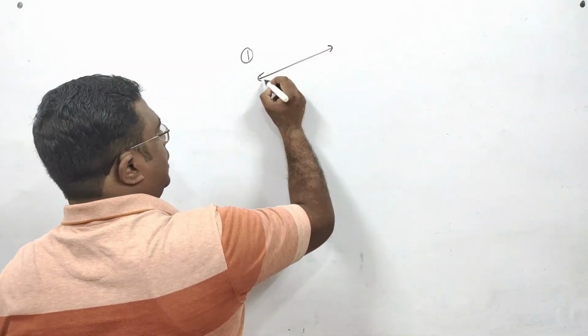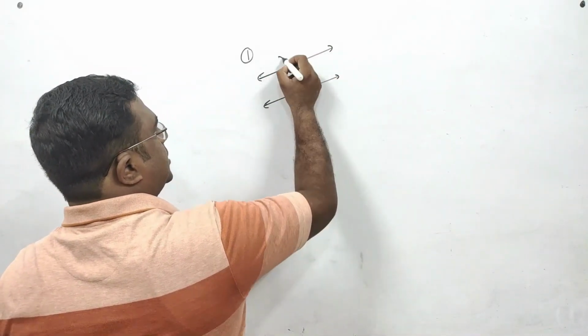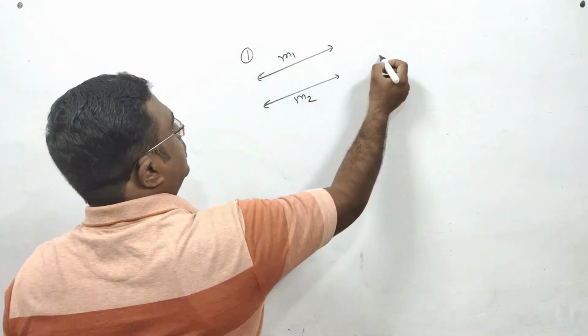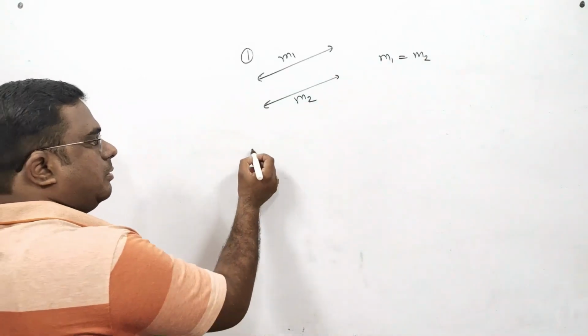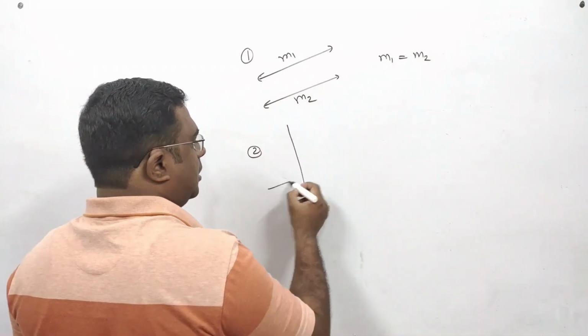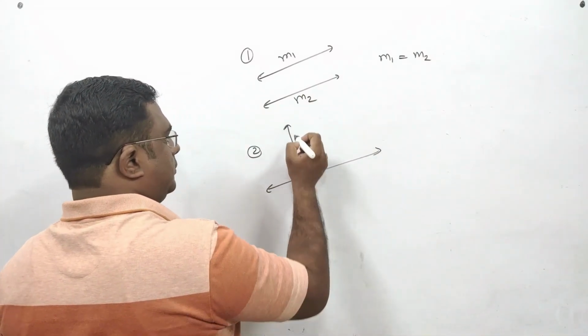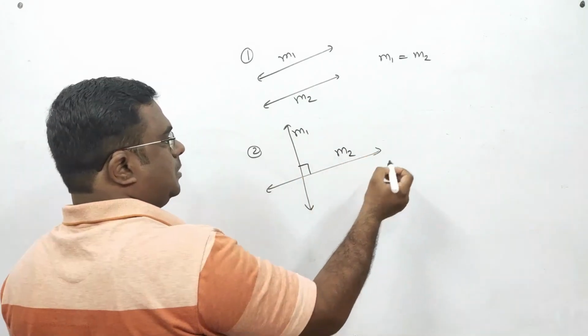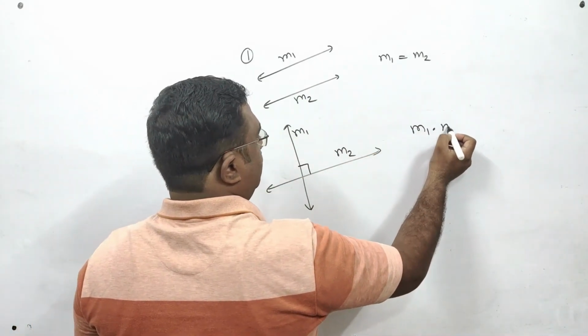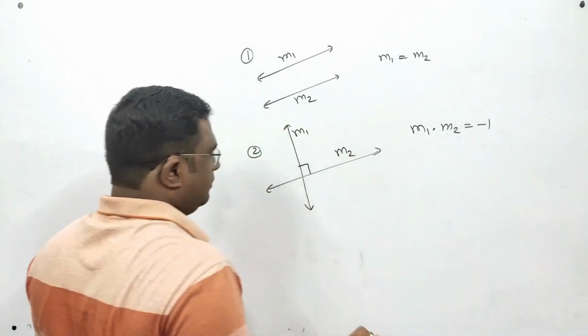If two lines are parallel and their slopes are m1, m2, then always m1 is equal to m2. Point number 2, if two lines are perpendicular to each other, and m1, m2 are their slopes, then m1 into m2 will be minus 1.